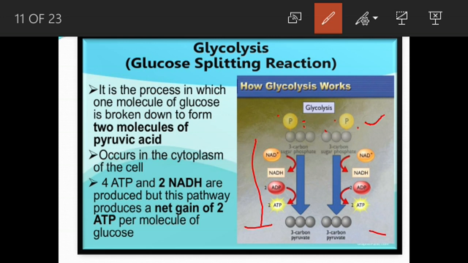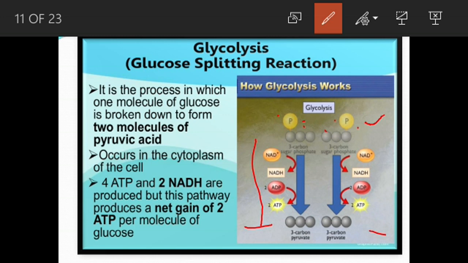Is that clear? So what we have understood is that glycolysis includes two terms, glyco and lysis. Glyco means glucose and lysis means breakdown. Breakdown of what? Breakdown of glucose. During the process of glycolysis, where does it occur? During the process of glycolysis, which occurs in cytoplasm, one molecule of glucose is broken down into two molecules of pyruvic acid. Got it? Now see.